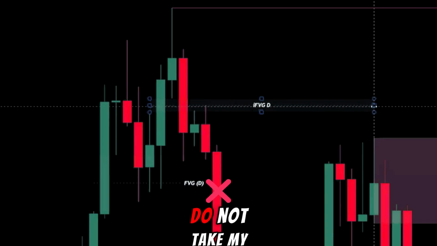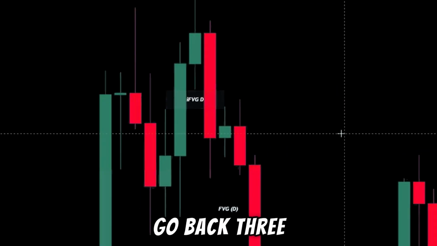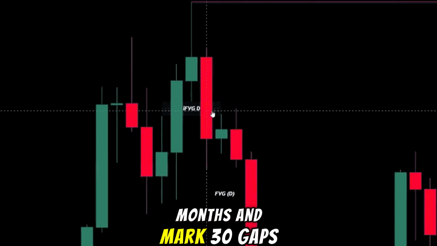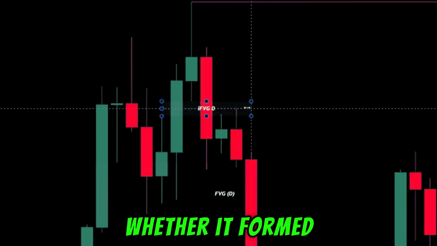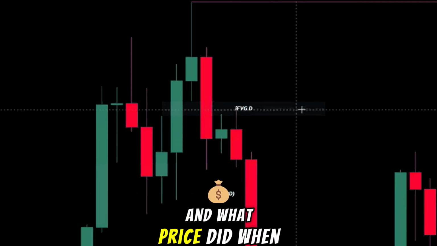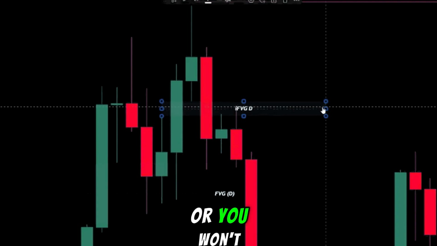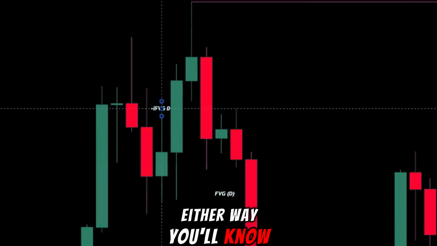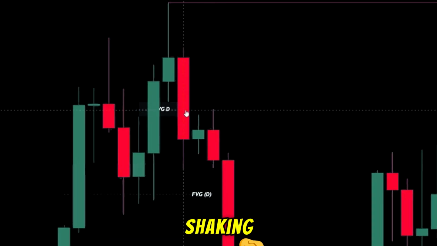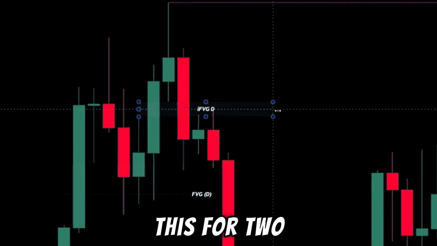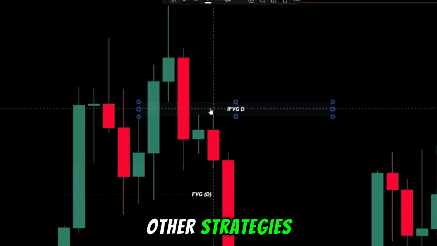Close. Do not take my word for any of this. Open one chart, go back 3 months, and mark 30 gaps. Log whether each one was one-sided, whether it formed through structure, and what price did when it returned. 30 examples and you'll believe this, or you won't. Either way you'll know, and knowing is what lets you press the button without your hands shaking. Commit to just this for 2 weeks. Not this, plus 4 other strategies.